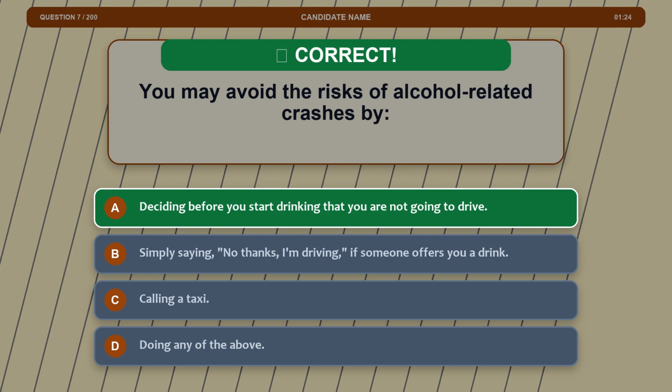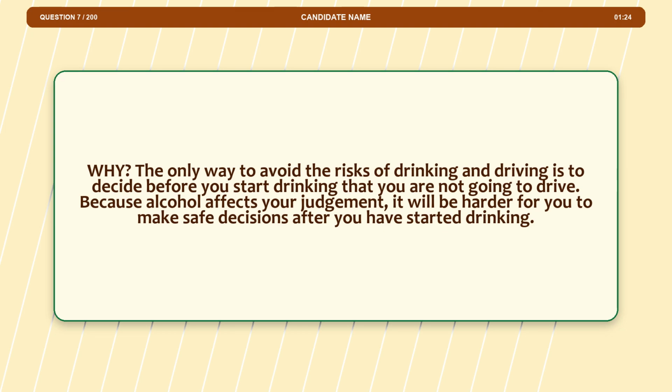The correct answer is option A, deciding before you start drinking that you are not going to drive. Explanation: the only way to avoid the risks of drinking and driving is to decide before you start drinking that you are not going to drive. Because alcohol affects your judgment, it will be harder for you to make safe decisions after you have started drinking.